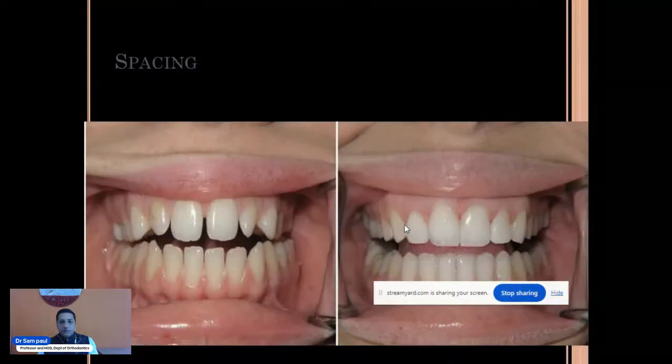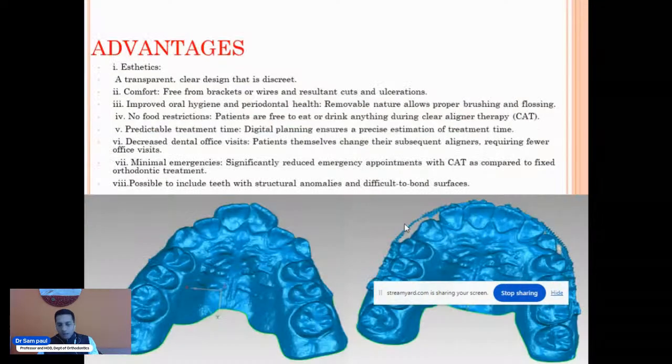This is another case of spacing. Okay. Coming to the advantages, I think I don't want to repeat the same thing. You know that: aesthetics, comfort, improved oral hygiene, no food restrictions. That's the main thing. You can eat anything, but you don't eat wearing the appliance. You have to remove the aligner appliance when you're having any food.